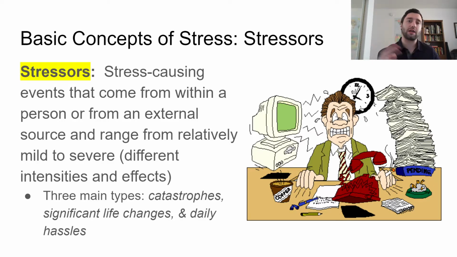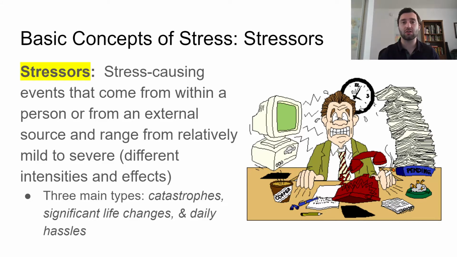Now, we do break those up into three main categories. We have catastrophes, we have significant life changes, and we have daily hassles. Those are the three basic types. So an example of a catastrophe would be something like a car accident, a natural disaster, right? Those are things that are considered catastrophes. They're big, large-scale events that cause stress.